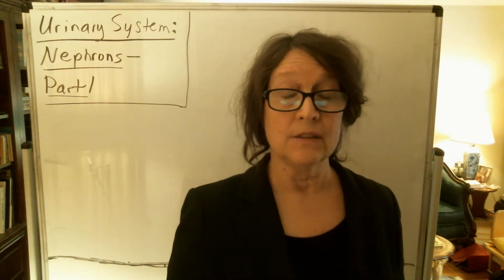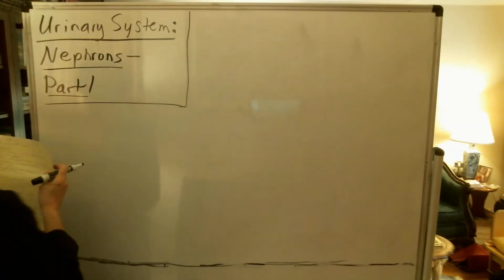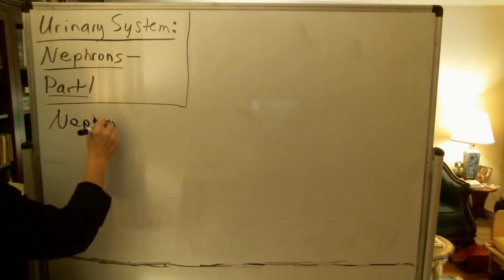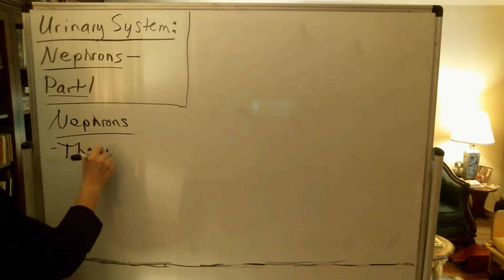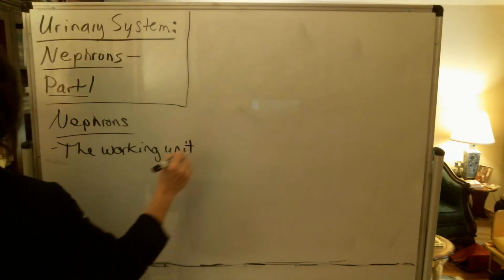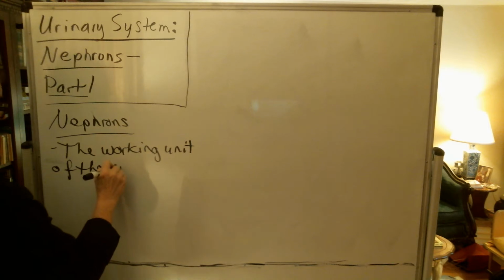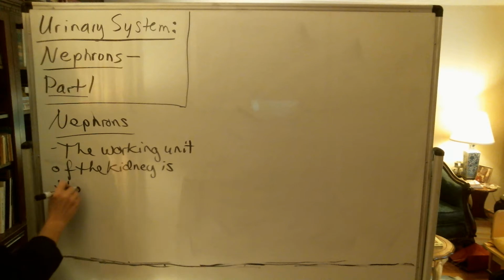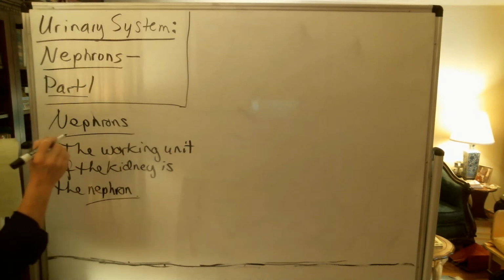This lecture is on nephrons, part 1. So now we are talking about nephrons. So the working unit of the kidney is the nephron.